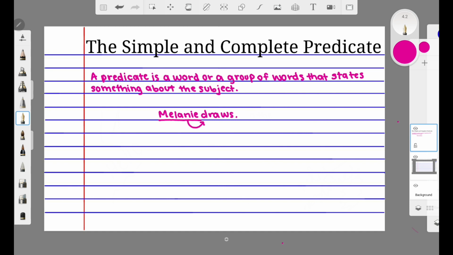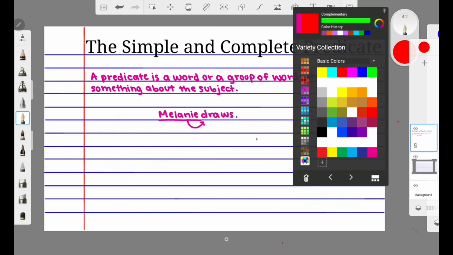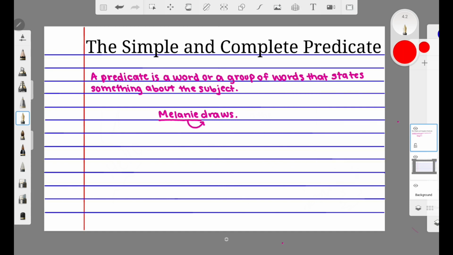So think of predicate, especially the simple predicate, as just the verb and anything that comes after that. Because if we look at the definition, a predicate is a word or a word group that states something about the subject. So the word draws is saying something about Melanie, that she draws.